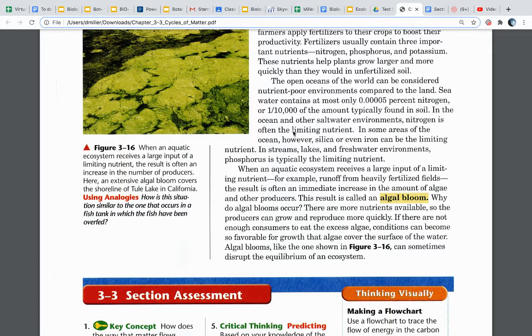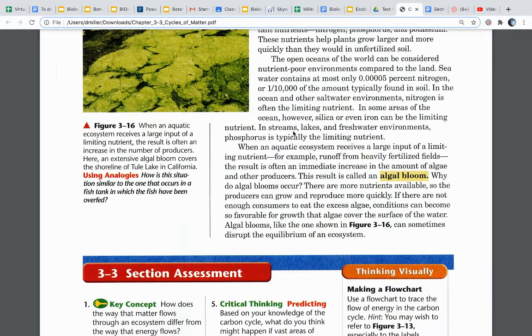In the ocean and other saltwater environments, nitrogen is often the limiting nutrient. In some areas of the ocean, however, silica or even iron can be the limiting nutrient. In streams, lakes, and freshwater environments, phosphorus is typically the limiting nutrient. When an aquatic ecosystem receives a large input of a limiting nutrient, for example, runoff from heavily fertilized fields, the result is often an immediate increase in the amount of algae and other producers. This result is called an algal bloom.